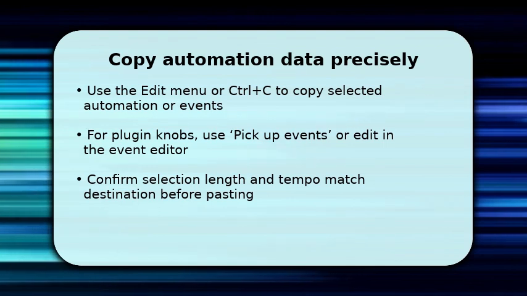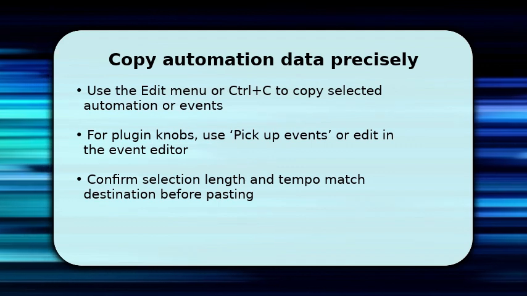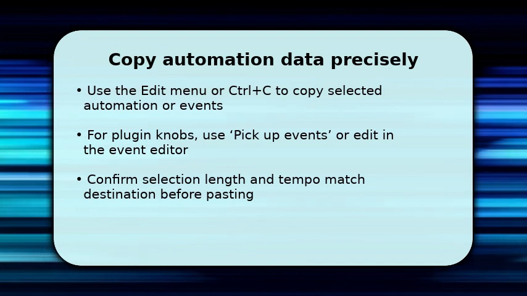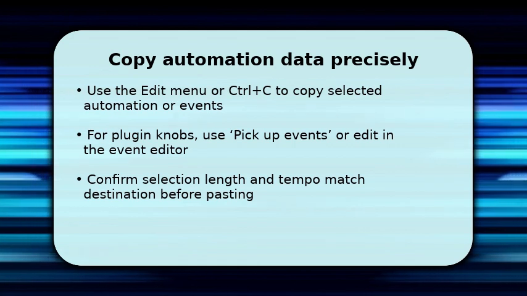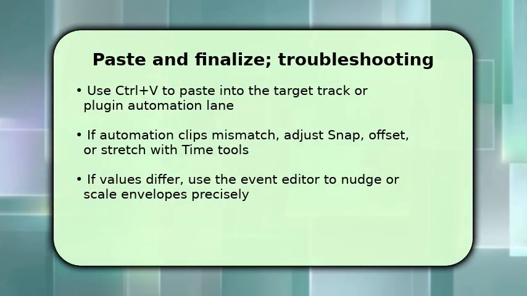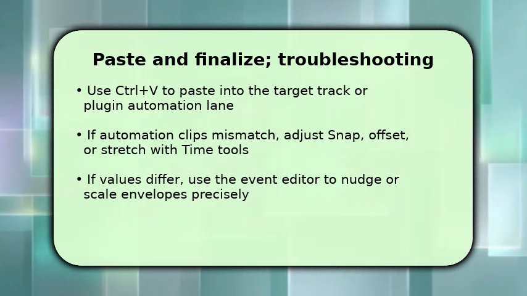Once copied, navigate to the destination track or plugin parameter and ensure the playhead and snap are positioned where you want the paste to begin. This preserves absolute timing and value relationships. Finish by pasting with Ctrl+V into the target automation lane or plugin parameter. FL Studio will place the copied events at the current playhead.